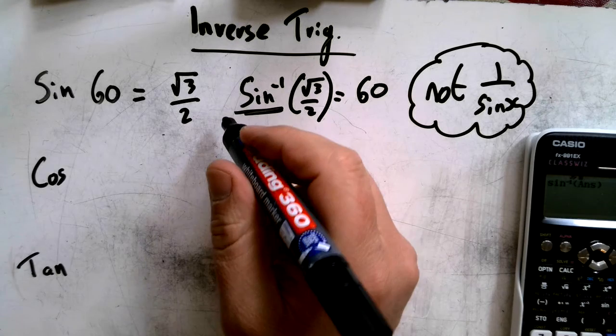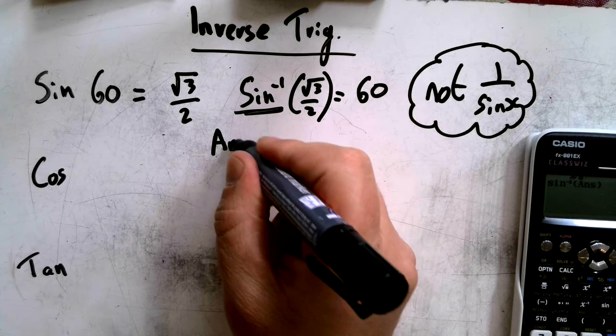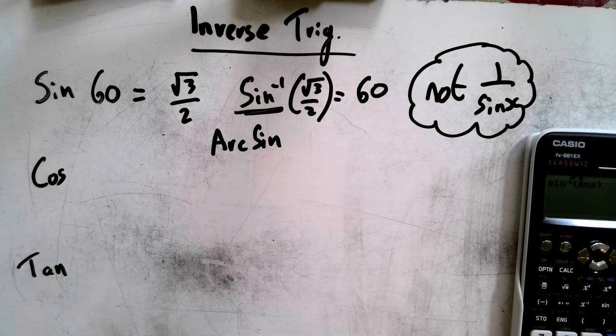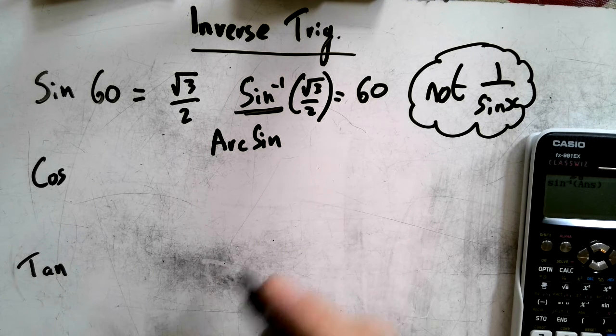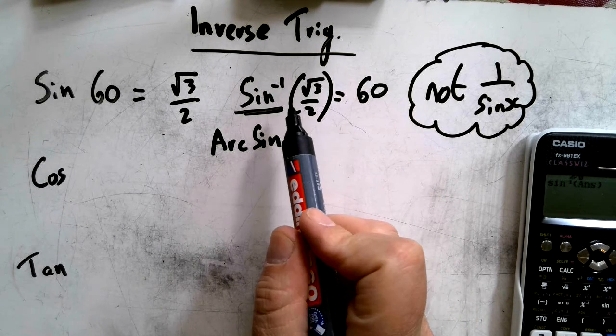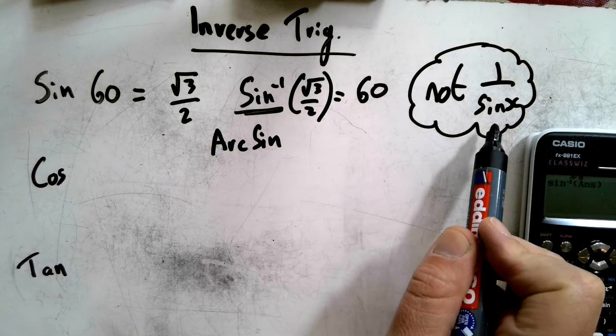There's another name for this, and it's called arc sine, okay? And basically, it's the opposite of what we do when we hit the sine button. So sine 60 gives you root 3 over 2, but sine to the minus 1 of root 3 over 2 is 60. So it's called arc sine or sine to the minus 1, which is really, really confusing because we're going to have a look at the reciprocal functions in the second part of today's lesson.